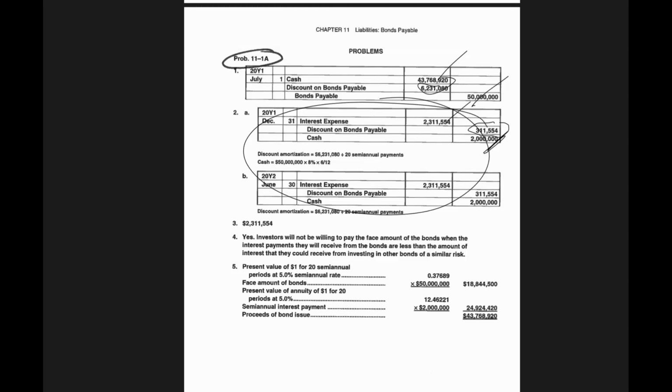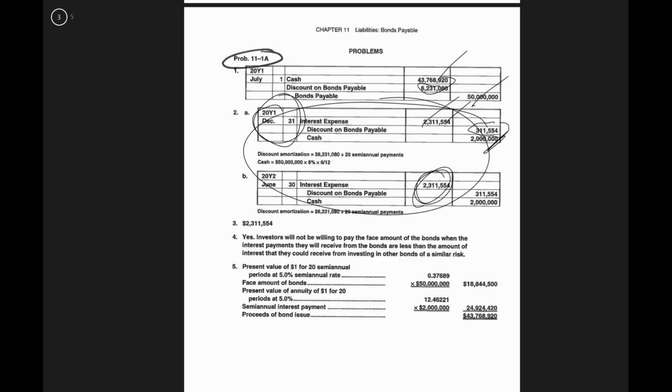Number 3, it just reads, determine the total interest expense for 01. Well, the interest expense would be, because in 01, we only made the December 31st payment, so it'd be 2.3 million. Every other year, it's going to be approximately 4.6, so that times 2.